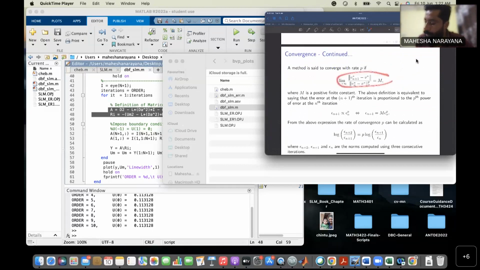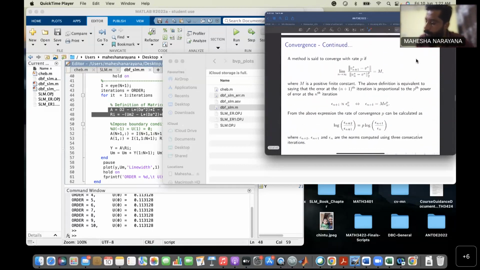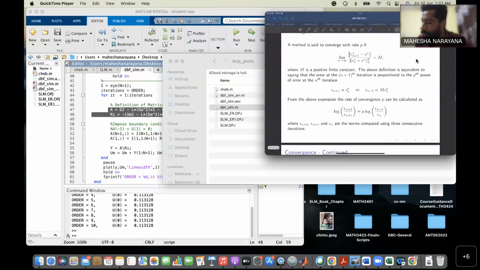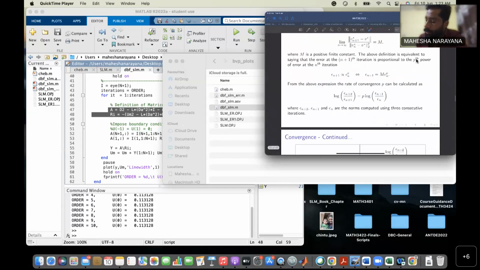So this is the error at the n+1 stage, and this is the error at the nth stage. If the error at the n+1 stage is proportional to the pth power of the error at the nth stage, then we say the method converges at a rate of p. We don't have any idea about m, so you could eliminate it by taking successive ratios like this, and your p can be obtained as a ratio of log terms.